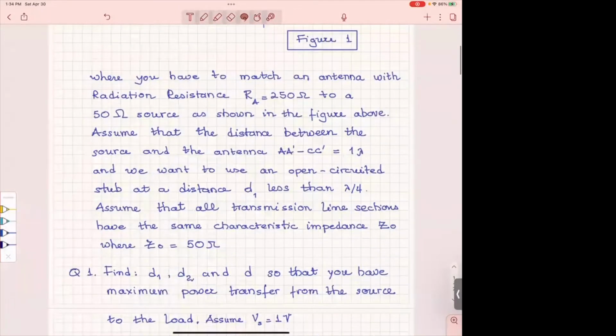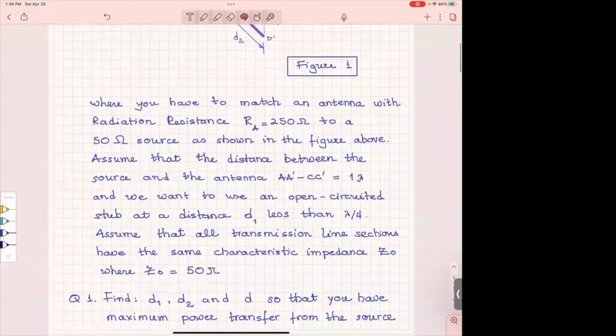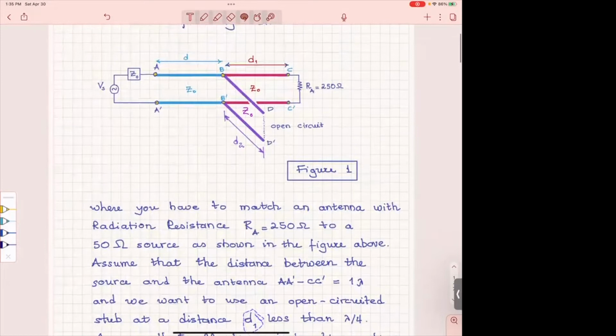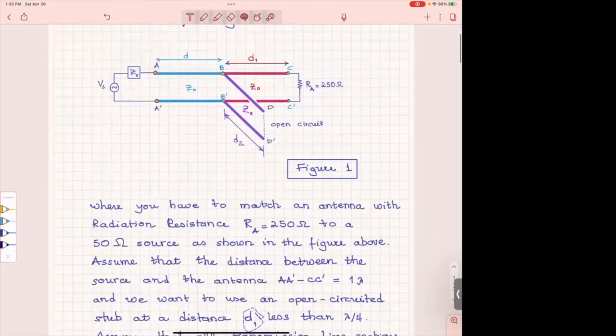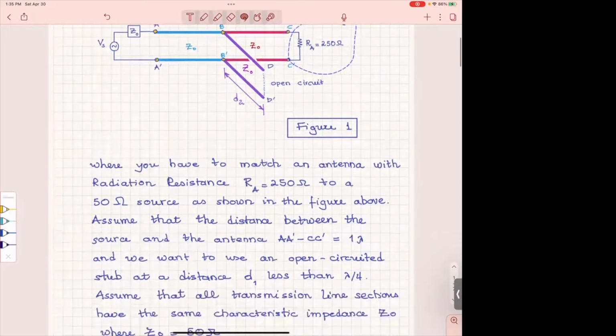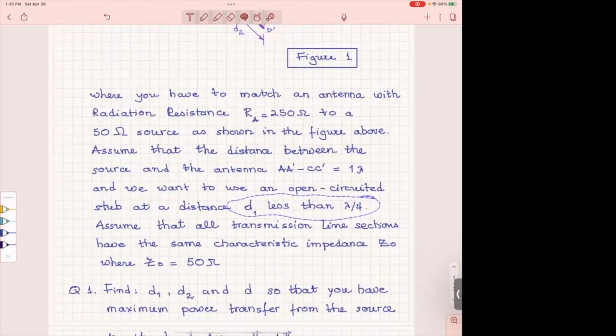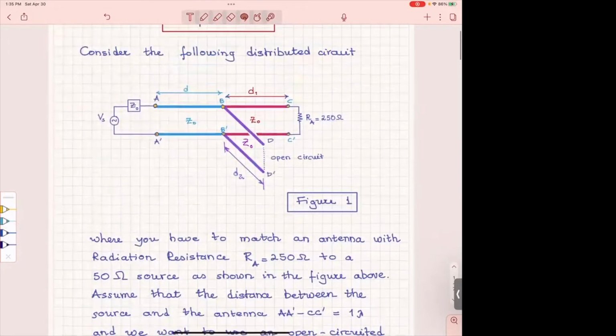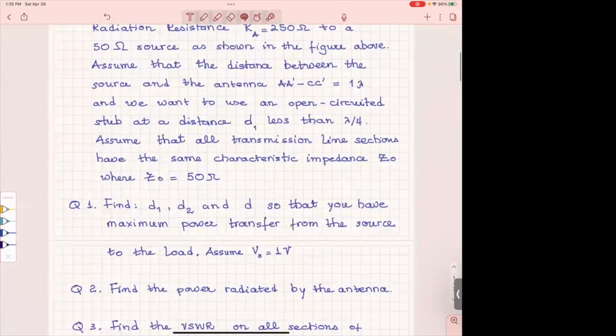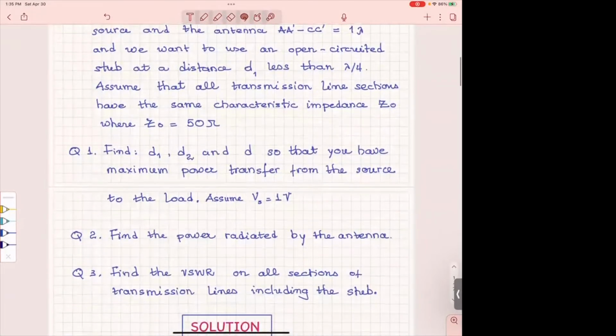You're restricted by that. Another constraint is that D1, the distance where you place the stub from the load, from this antenna, has to be less than a quarter of a wavelength. So there are constraints there, all right? The total distance between the source and the antenna is one wavelength, and this D1 has to be less than a quarter of a wavelength. And then they're asking questions.